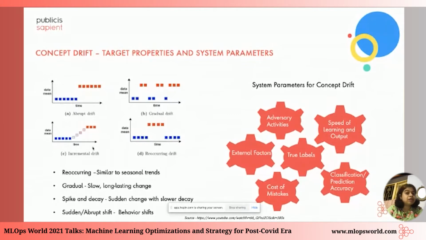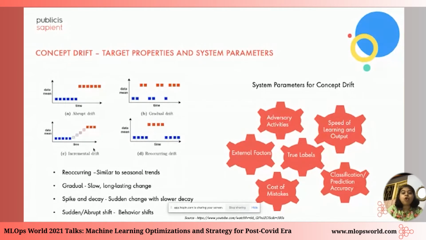There could be some external factors, environmental factors. There could be a cost due to the mistakes, like the penalties due to accuracies, that we are not classifying the data as true labels. Or that is also the terms called classification, regression, prediction, or accuracy, precision, recall. All this contributes to the drifting of the model.